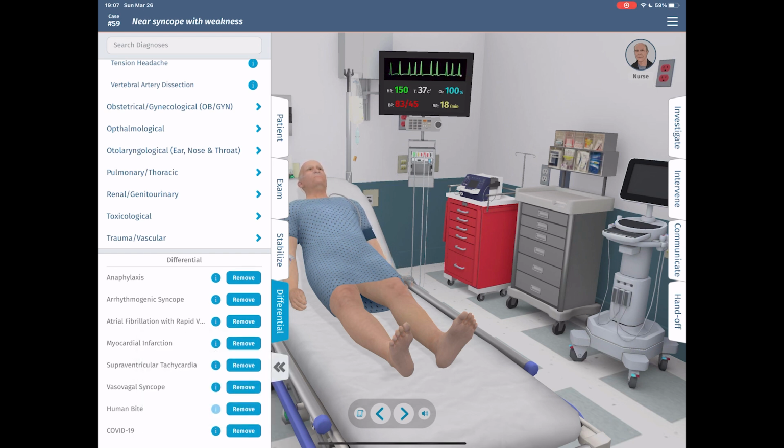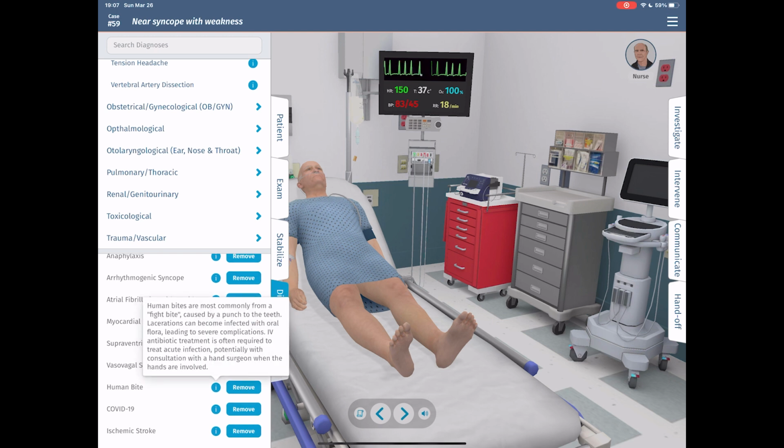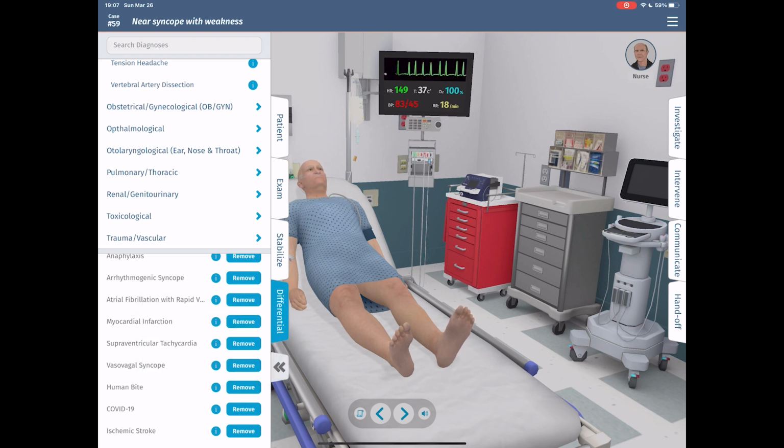So actually, let's go to human bite. Do we get any info? Look at that. Human bites are most commonly from a fight bite caused by a punch to the teeth. Didn't know that. Lacerations can become infected with oral flora, leading to severe complications. IV antibiotic treatment is often required to treat acute infection. Neat. All right, so if we had a human bite, we might want to go give him some antibiotics.